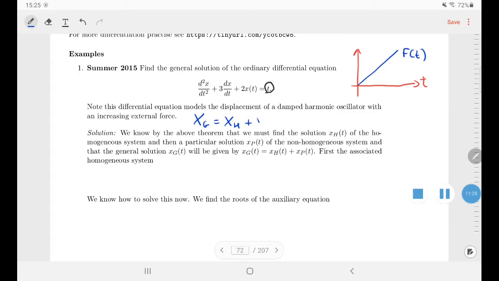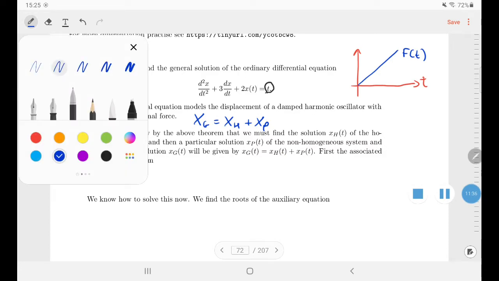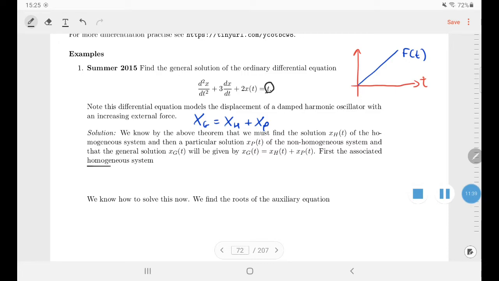homogeneous plus the particular. Now the homogeneous means solving it equal to 0. So I'll write down the homogeneous system. Now I'm going to flip between the D notation and the double dash notation. So we're looking at x double dashed of t plus 3 times x dashed of t plus 2x of t equals 0. So we have to solve this first. So the solution of this is the homogeneous solution.